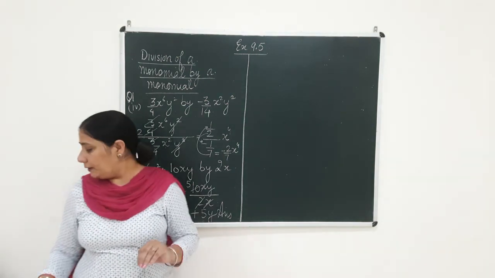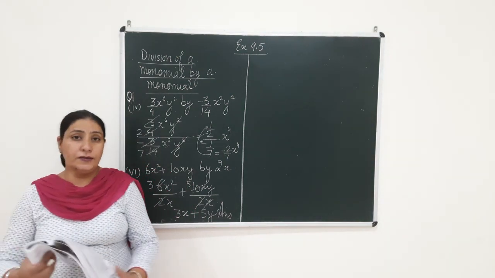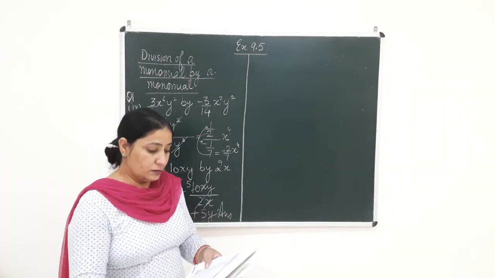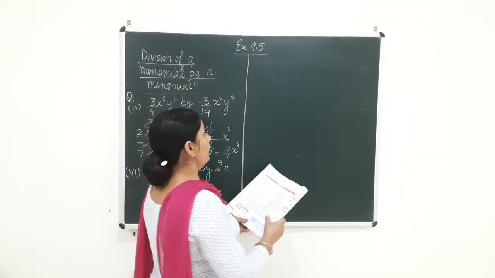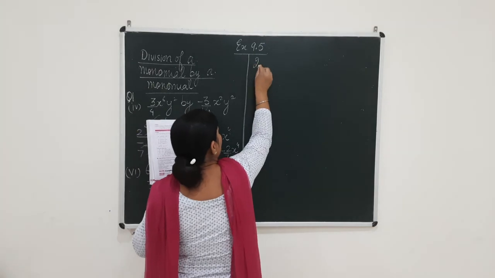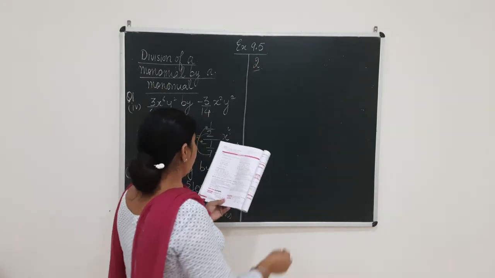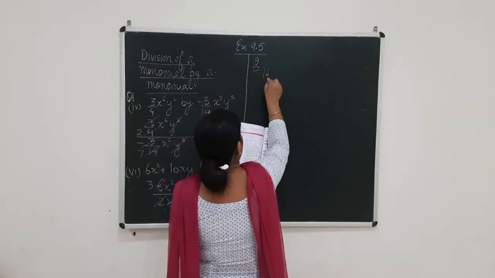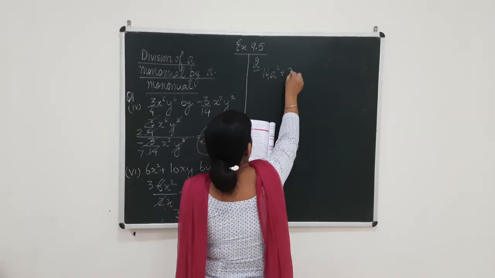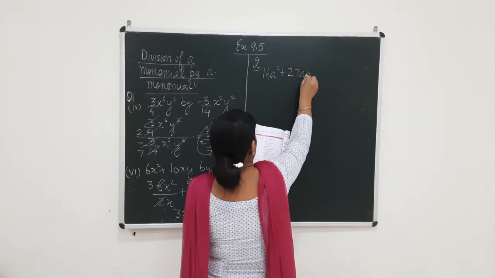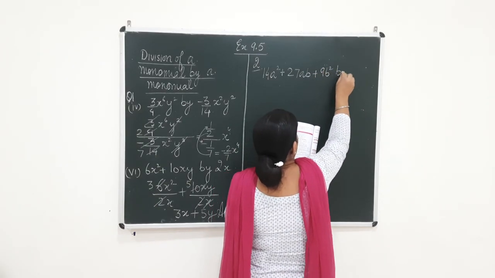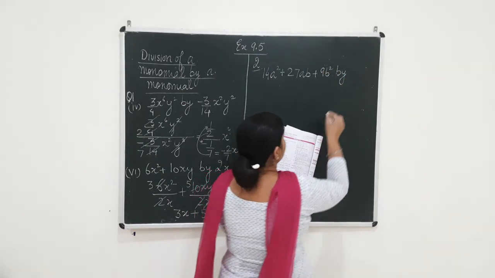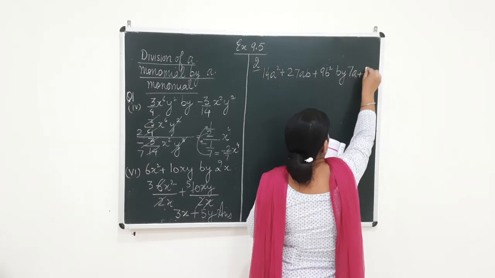The next topic beta which we are going to discuss is we are going to divide the polynomials by binomial. Now I will be taking up the second sum first of all. In sum number 2, I have to divide beta 14a square plus 27ab plus 9b square, we have to divide it with 7a plus 3b.